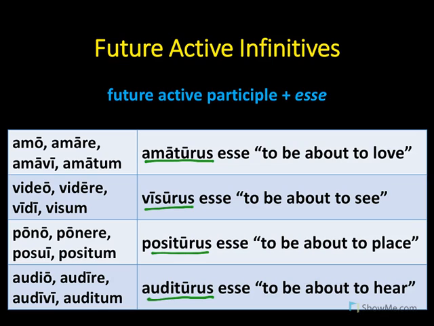We could even change the number and make all of these plural. So, for example, we have amaturus in the singular, and we would have amaturi in the plural. We have visurus in the singular, we would have visuri in the plural. We have positurus in the singular, we would have posituri in the plural. And we have auditurus in the singular, we would have audituri in the plural.